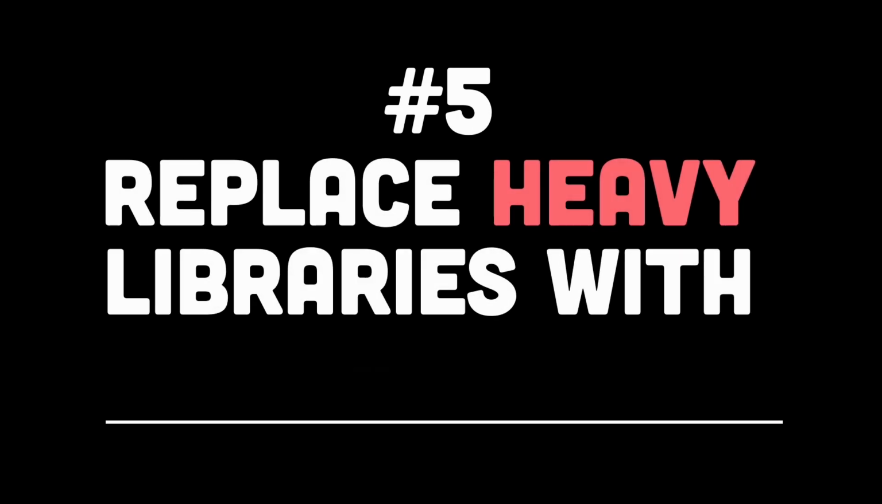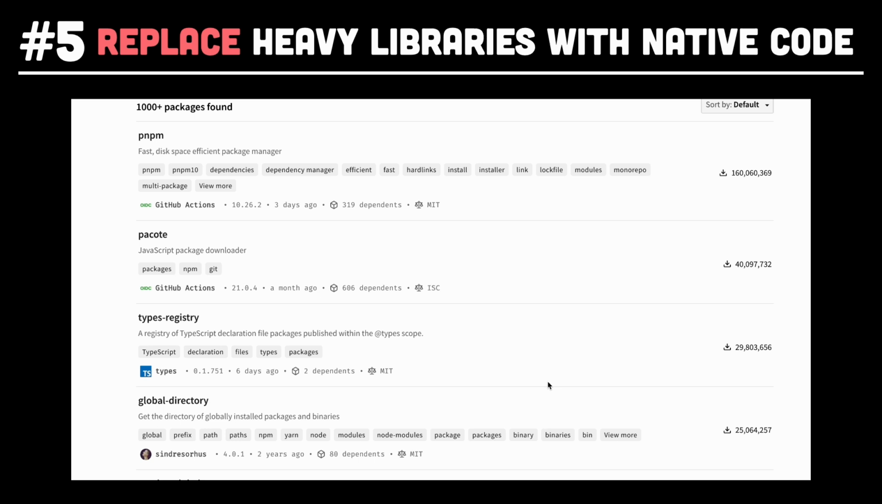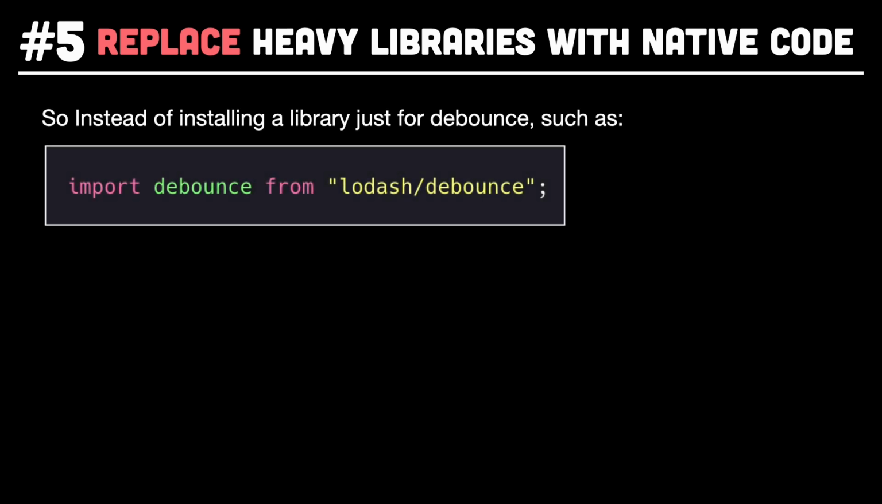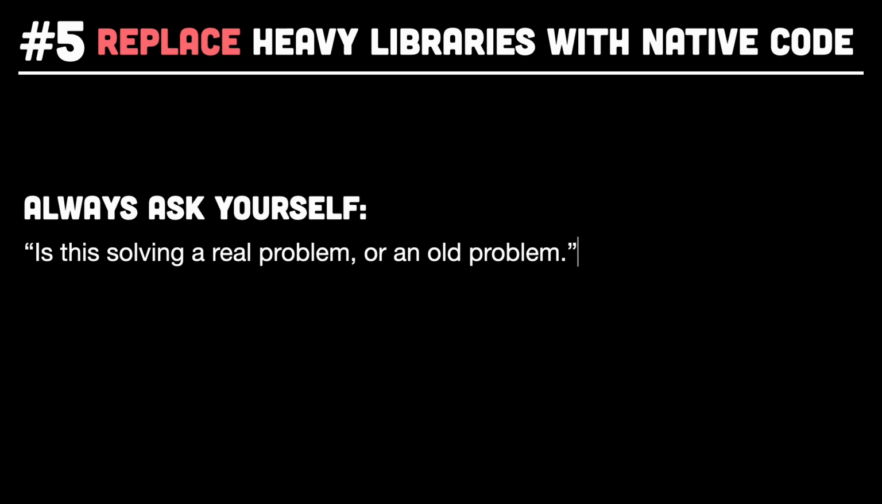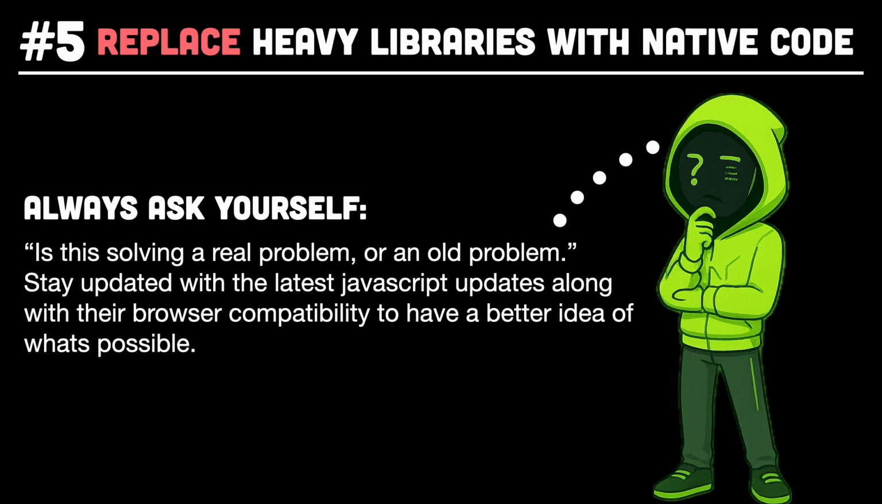Then in number 5, replace heavy libraries with native code. Many libraries exist because browsers used to be bad, but they're not anymore. So instead of installing a library just for debounce, you can write a tiny version like this. This causes no dependency and no extra weight. So always ask, is this solving a real problem or an old problem? Stay updated with the latest JavaScript updates along with their browser compatibility to have a better idea of what's possible.